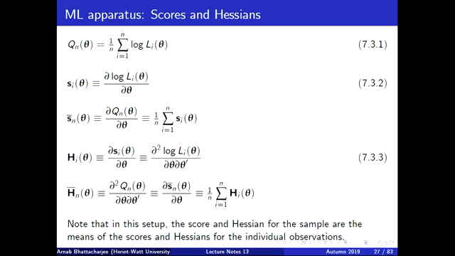Theta is p by 1, so my SI theta and SN bar theta, these are also p by 1. And my HI theta and HN bar theta, these are p by p. Okay, these are matrices of second derivatives.